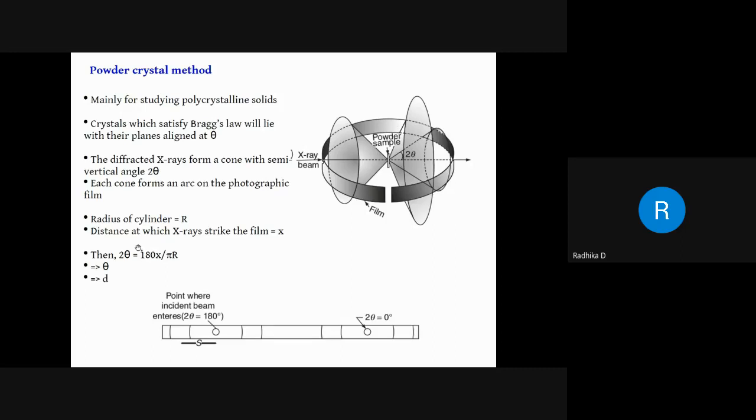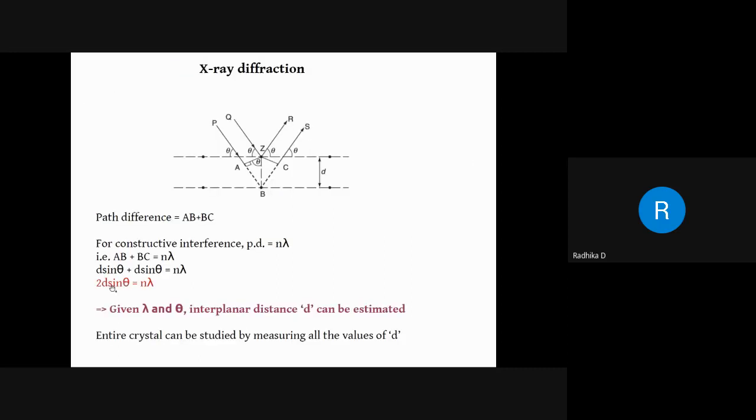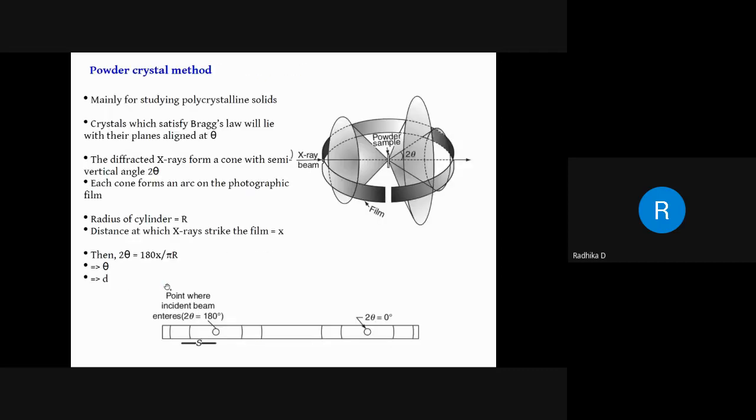If I know 2 theta, obviously I can find theta. If I know theta and I also know the wavelength of the incident X-ray, I can find d. How do I find it? I have the formula 2d sine theta is equal to n lambda.